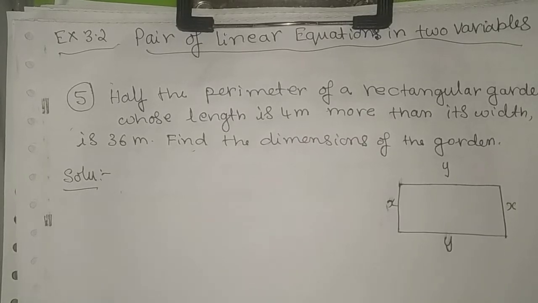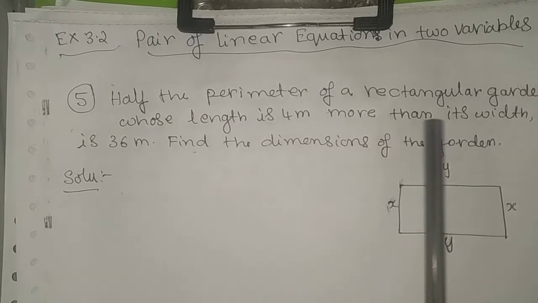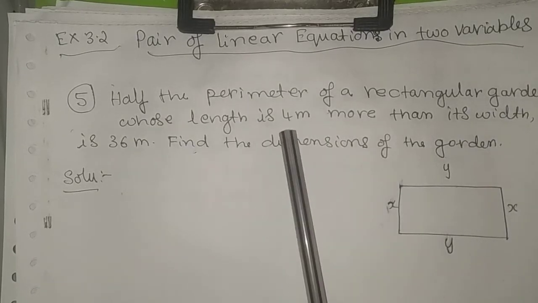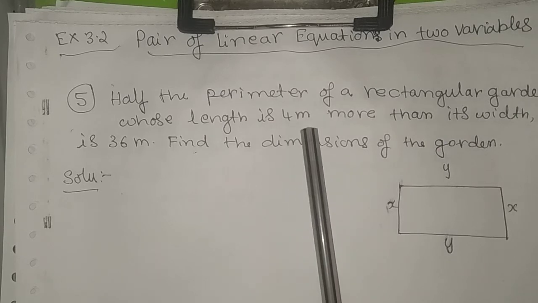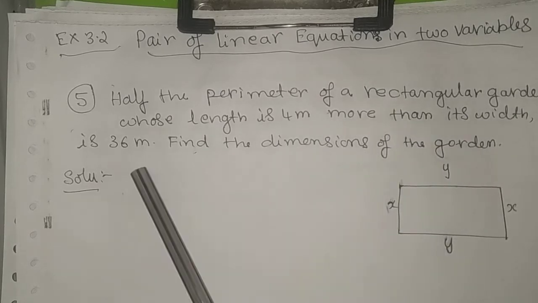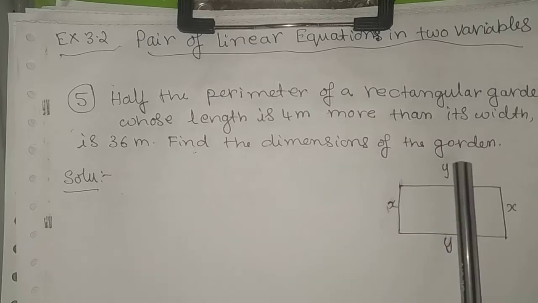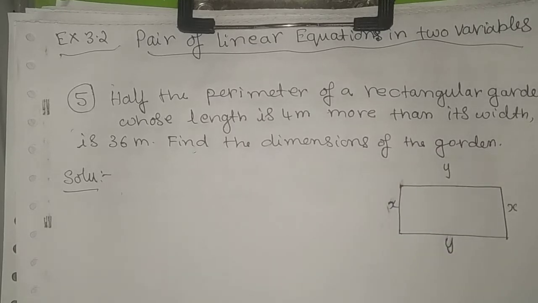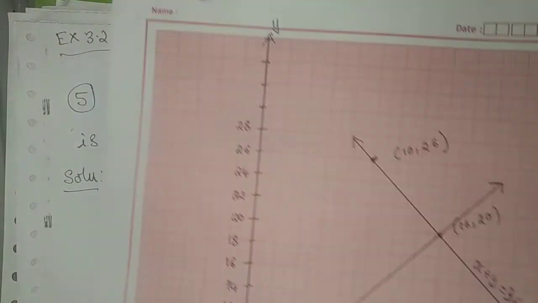The problem given was: the perimeter of a rectangular garden whose length is 4 meters more than its width is 36 meters. Find the dimensions, that is, the length and breadth. In the previous class we solved it and plotted the graph. This was the graph.